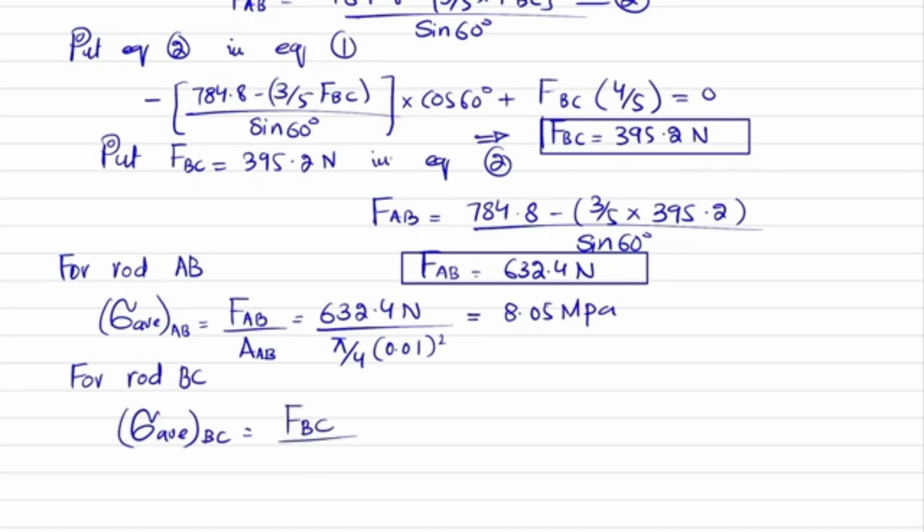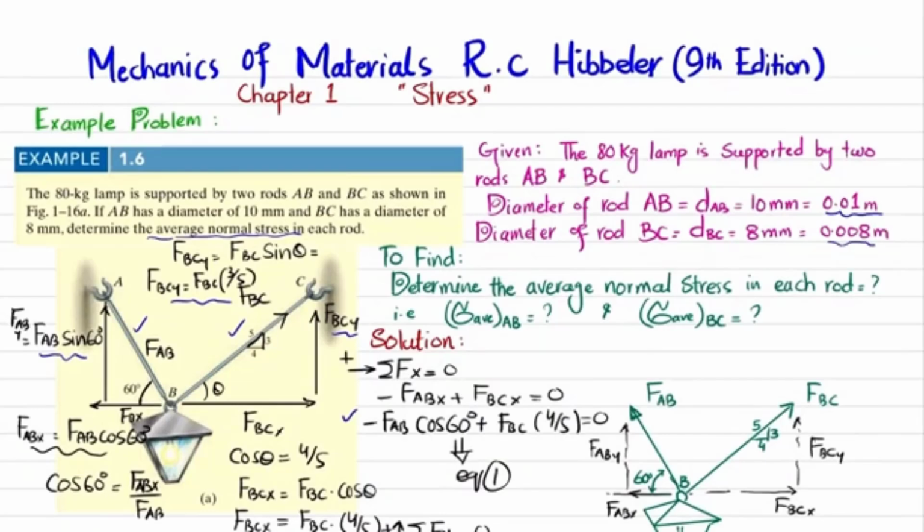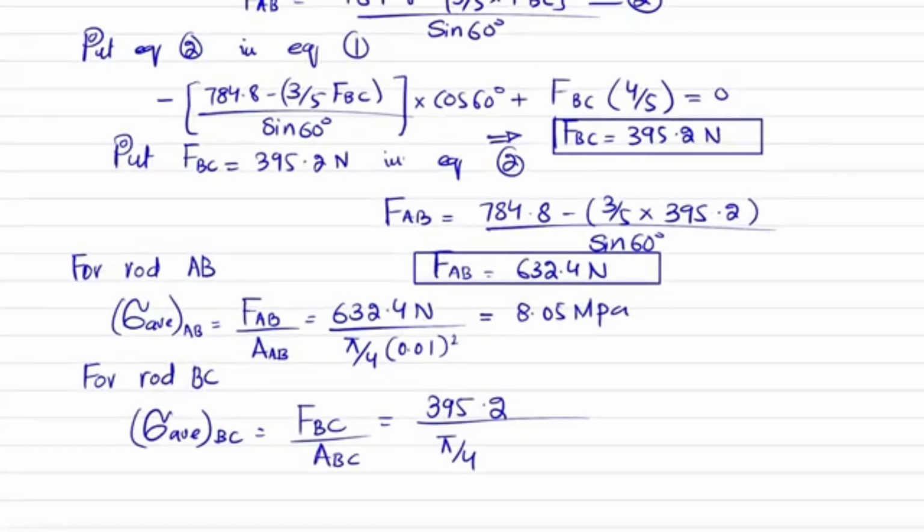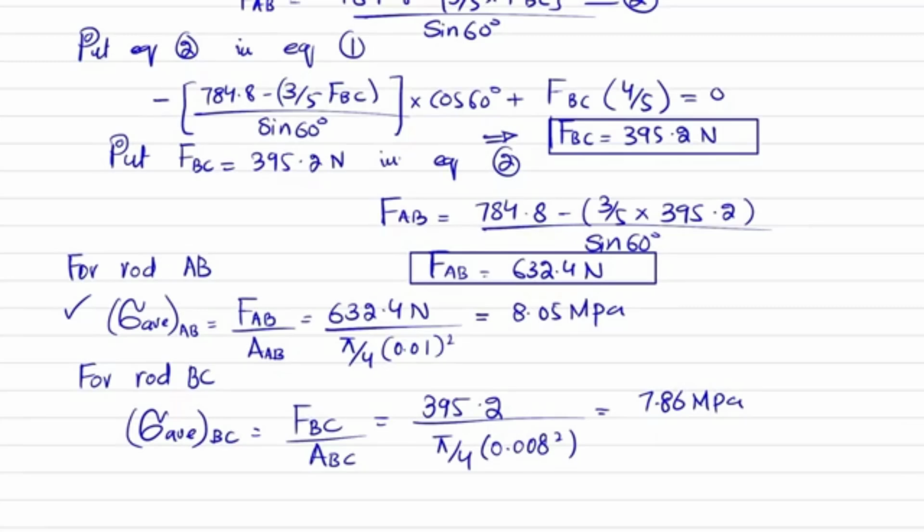Now for rod BC, average normal stress will be equal to force in BC divided by area of BC. Force in BC is 395.2 Newtons. Clear? And area is pi by 4. What is the diameter? Diameter is given as 0.008. So pi by 4, 0.008 square. When you solve this, you will get average normal stress in rod BC is 7.86 megapascal. So that was all about the average normal stress in rod AB and BC.